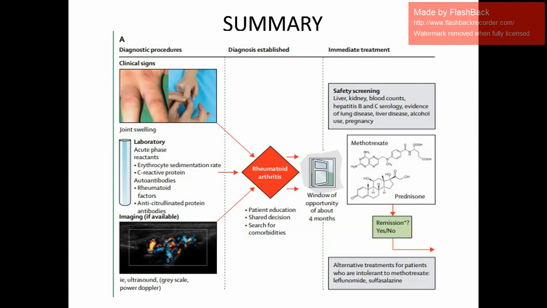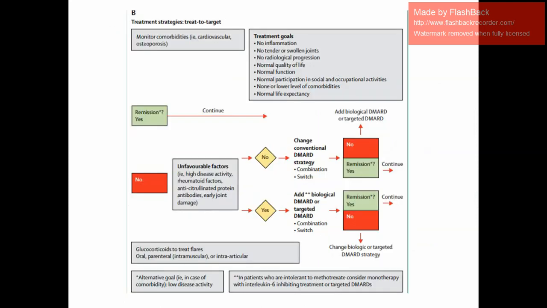Now we should look at whether remission is present or not. If remission is achieved, then the same regime must be continued, methotrexate with tapering of steroids. If remission is not achieved, then we look at the favorable and unfavorable factors. If there is high disease activity or anti-citrullinate protein antibody positivity, or early joint damage, then we should add a biological DMARD or a targeted DMARD.